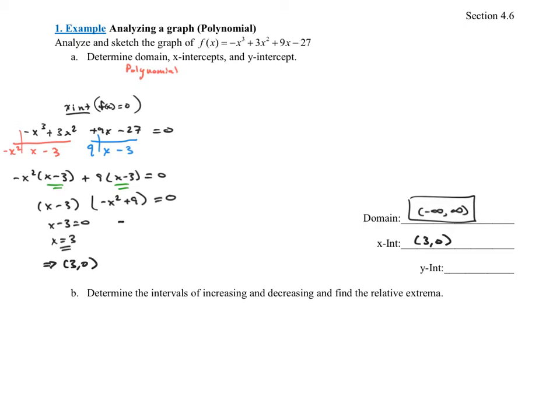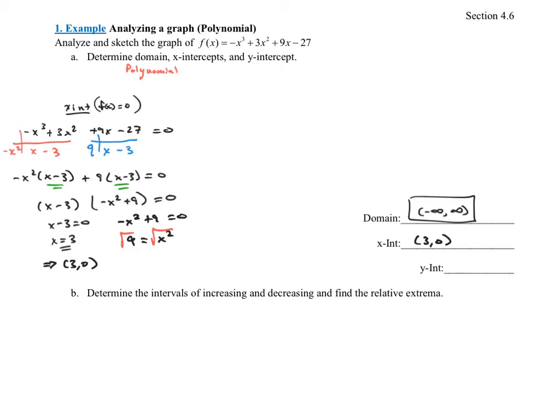So now we have the second factor, which would be negative x squared plus 9 equals 0. I'm going to subtract 9 from both sides. Actually, you know what? I'm going to add x squared to both sides. So I'd have 9 equals x squared. I'm going to take the square root of that, but remember, anytime you square root, you have to do a plus or a minus, right?